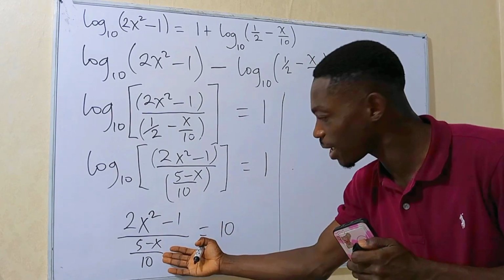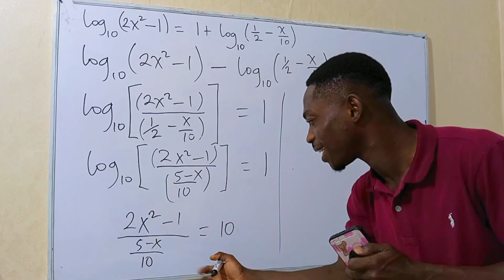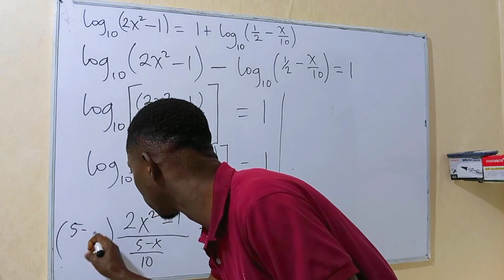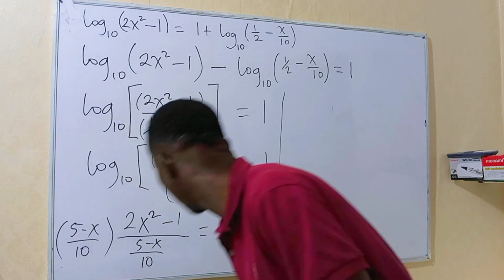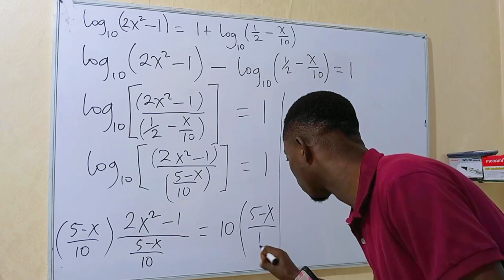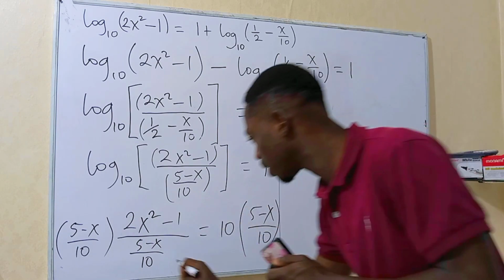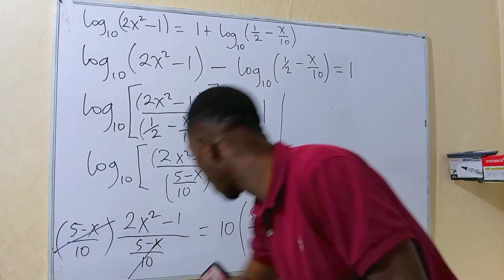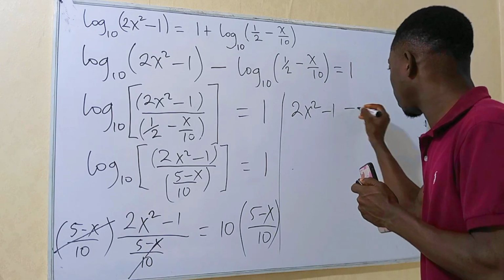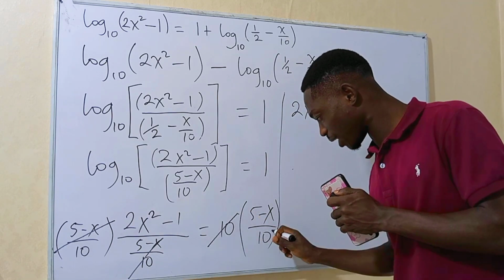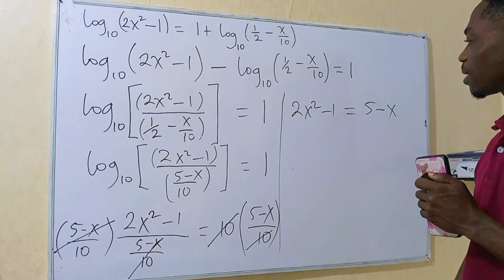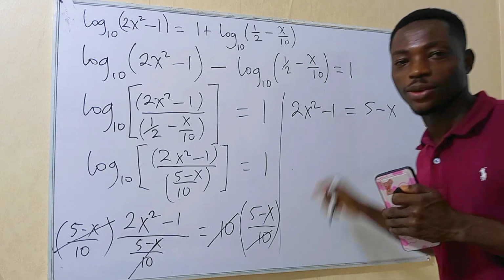So, ladies and gentlemen, let's solve this exponential equation. First things first, I'm going to multiply each side of the equation by the denominator, which is 5 minus x divided by 10. Then I'll also do the exact same thing right here over 10. And we see that the whole of this will cancel out this. On the left-hand side, we have 2x squared minus 1 is equal to the right-hand side. This and this one will also leave, and we are left with 5 minus x.